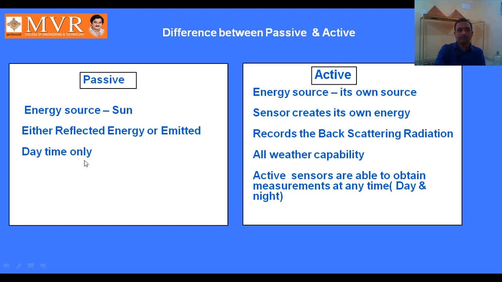Passive sensors capture radiation in the daytime only, in the presence of sunlight only, but active sensors have all-weather capability, day and night also it is acting. So active sensors are able to obtain measurements at any time, day and night. If you want data from an active sensor, you will get the data of the Earth surface at any time. Okay, these are all.